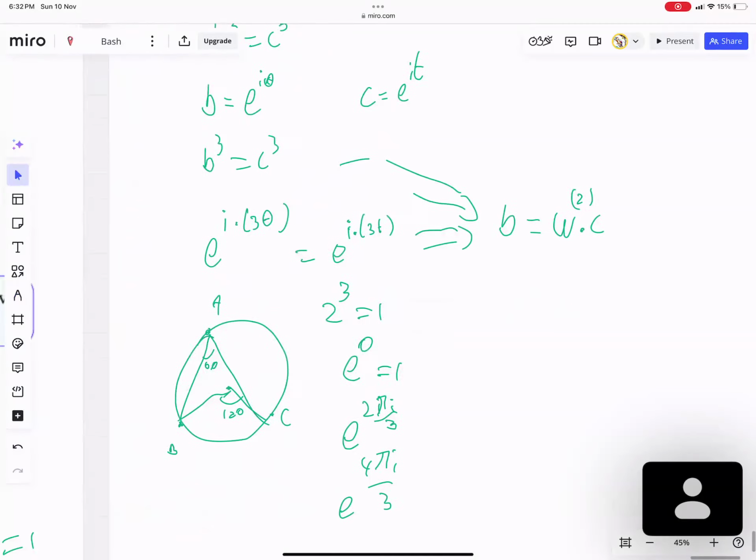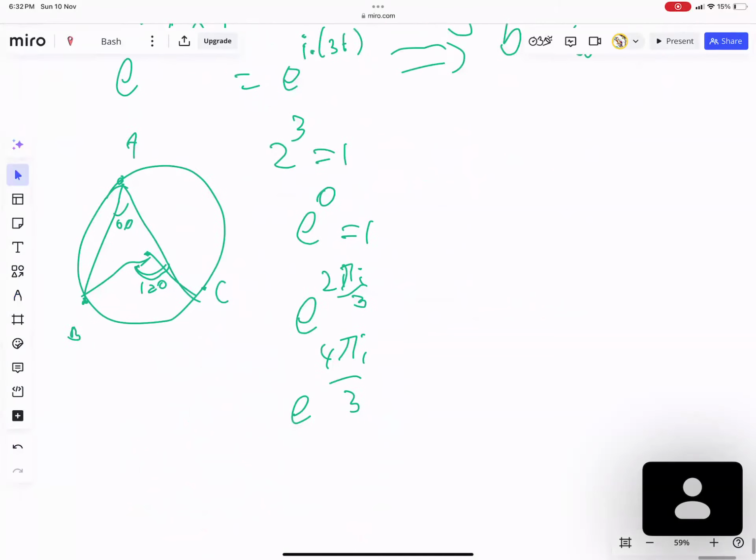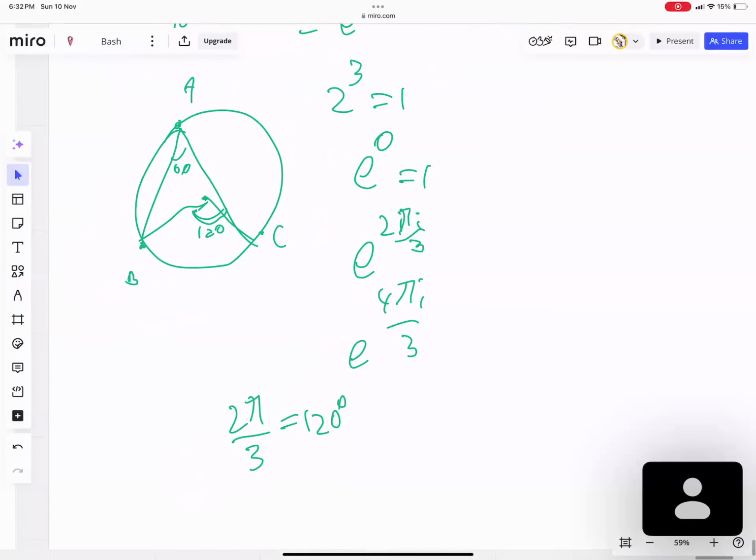Because of this, the angle subtended at the center would be 120, since the argument of 2 pi by 3, which is 2 pi by 3 in radians, is 120 degrees. Whenever you're multiplying by a complex number of magnitude 1, you can think of it as rotating. So if B is here, by multiplying it by omega, we are rotating it 120 degrees on the unit circle. So this gives us that angle BAC is 60 degrees as desired.